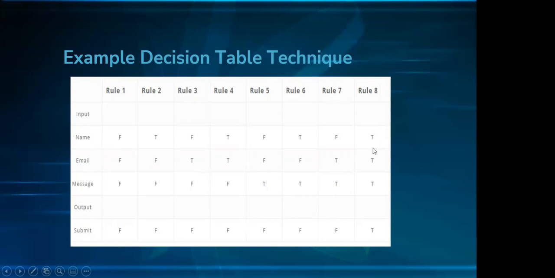Rule 8, my name is correct, Yemi Ayola. My email is yemi at bluesky.com. And my message is, Blue Sky, thank you for having me. And the submit button is enabled. Then I can submit my application. That's an example of decision table.